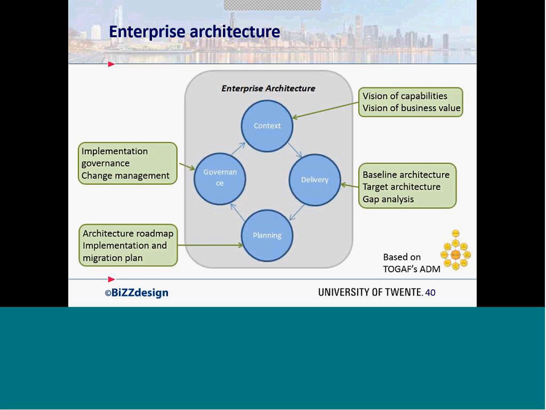I don't know how many of you are familiar with this, but this is the more simplified version of the ADM, with 4 main phases, 4 main steps. First the context, then you plan the delivery, and then the planning and the governance. In the context, you basically think of a vision of capabilities and of the business value that will be delivered by the change in the organization. The delivery part is basically where you design your baseline and target architectures and make a gap analysis. The planning is where you have the roadmaps and the implementation and migration plan. And the last one is where you do the implementation, governance, and change management.